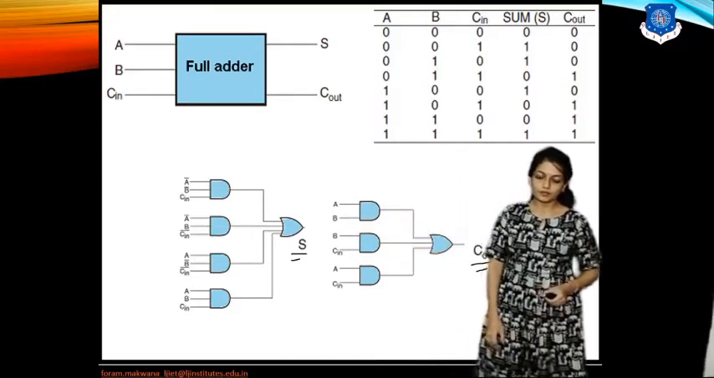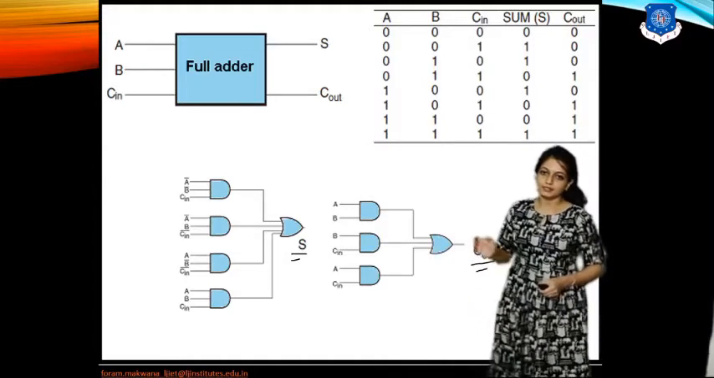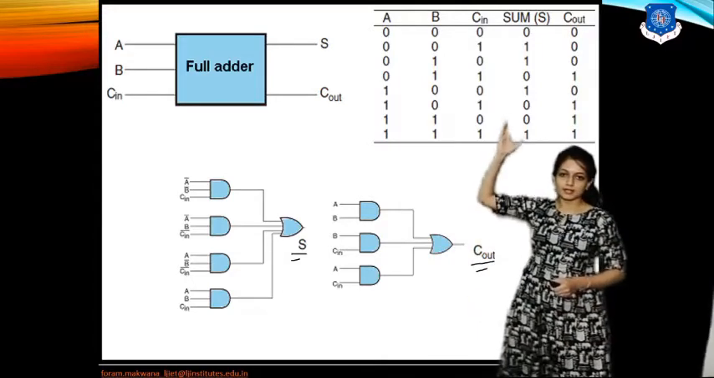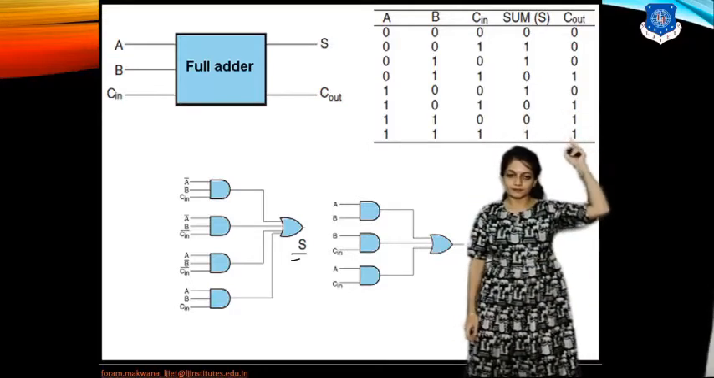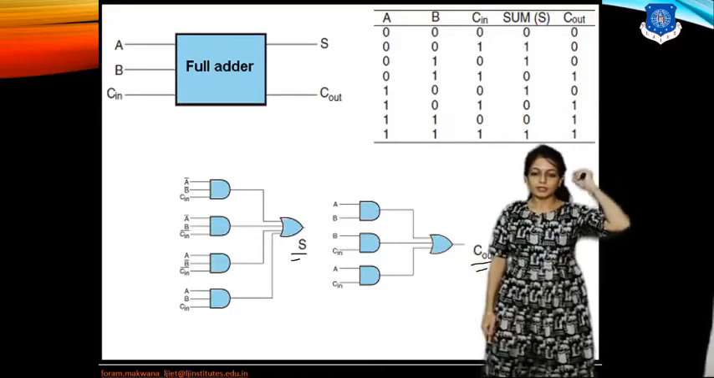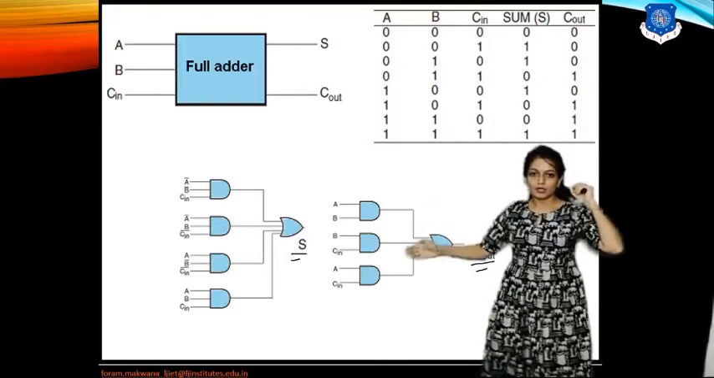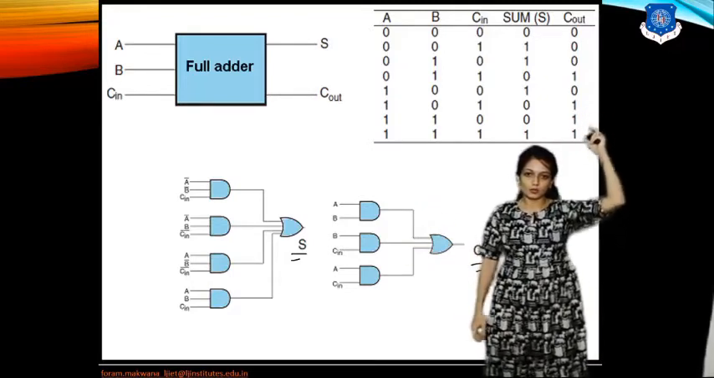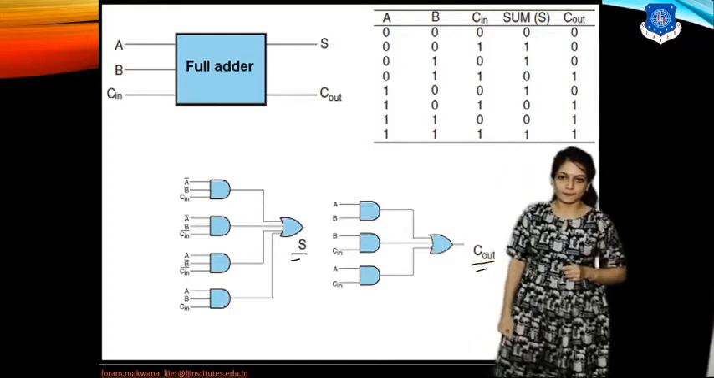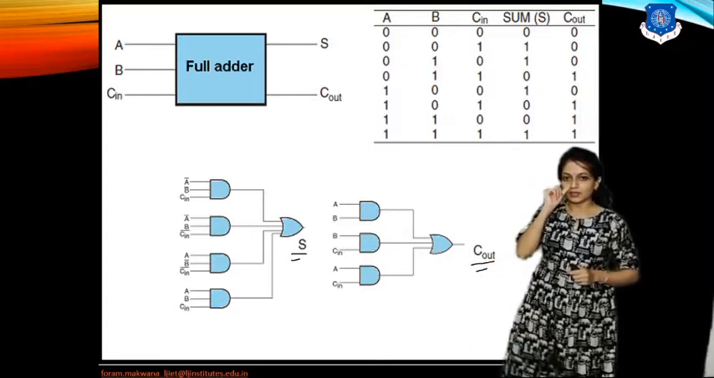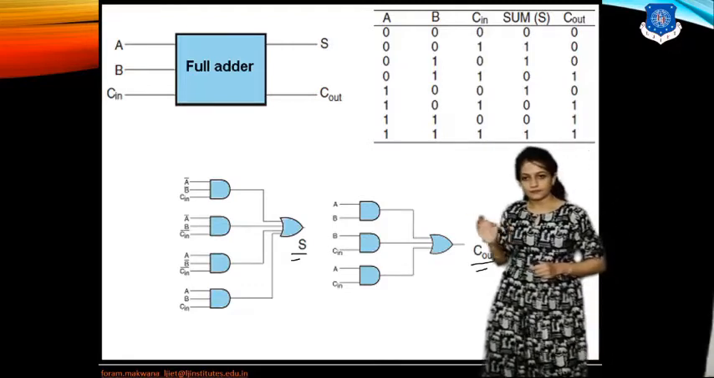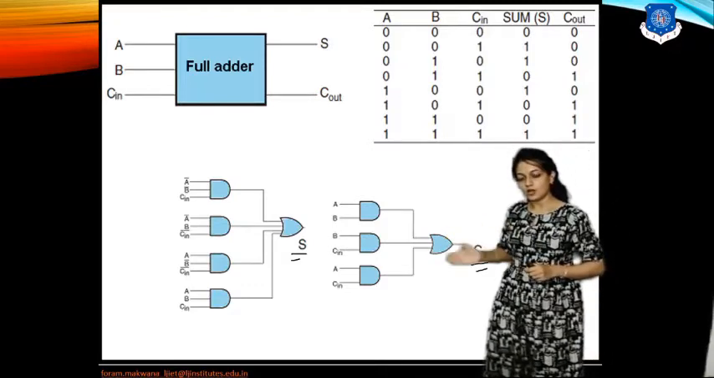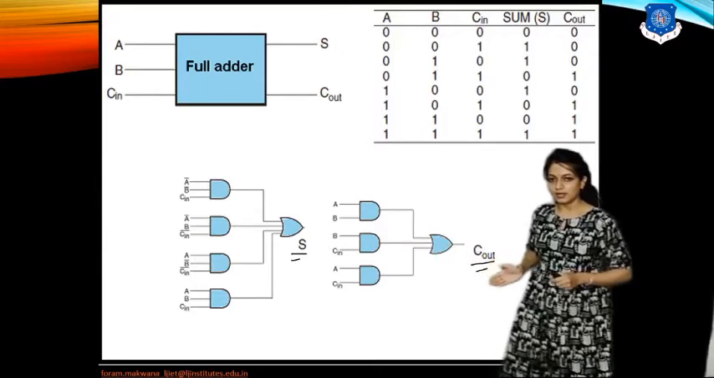Now for carry, find out how many ones are there. Take the min terms. You are able to identify 1, 2, 3, 4. 4 ones are there. Okay. So after realizing with the help of 3 variable K-map, this is a simplified logic circuit of carry out.